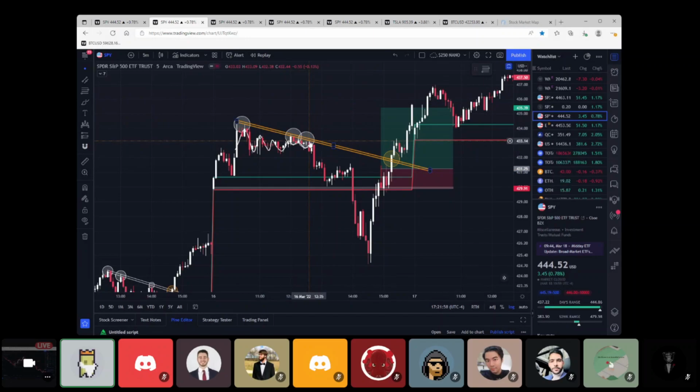And at this consolidation, I was like, okay, if we break this, I will go long. But unfortunately, we were unable to break this, and we went down. We actually went back down to our bottom open range breakout. We broke below it, and this was very, very tricky.